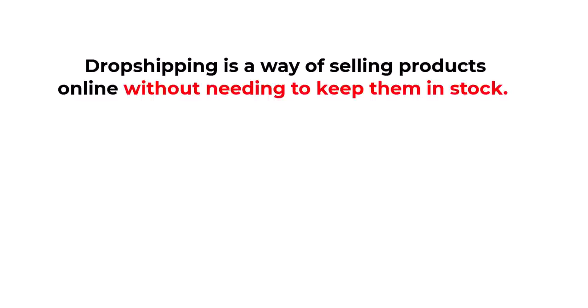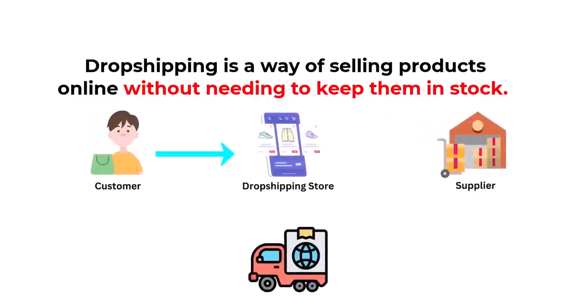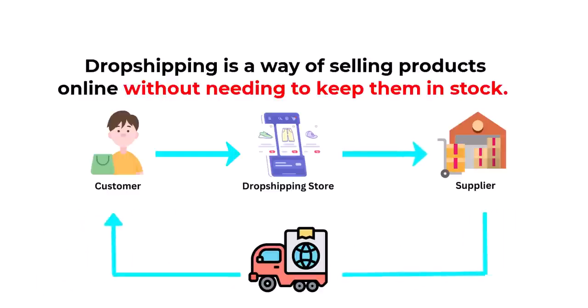Dropshipping is a way of selling products online without needing to keep them in stock. The concept is very simple. When a customer purchases a product from your dropshipping store, you're gonna forward it to the supplier, who ships the product straight to the customer. You act here as a middleman between the customer and the supplier. This process is done automatically, and we will cover it step by step in this tutorial. To make sure that the concept is clear to you, let me show you a live example.